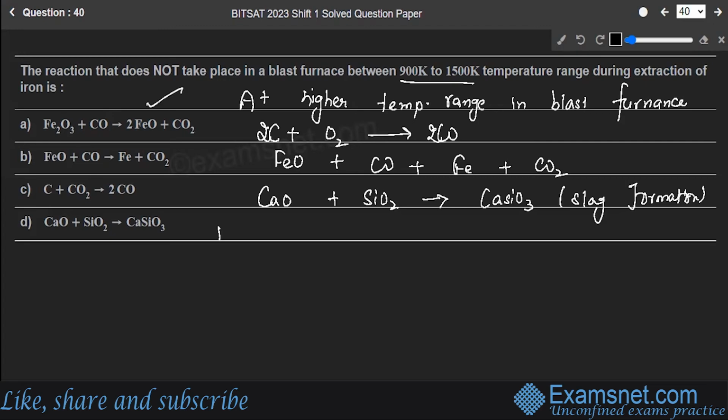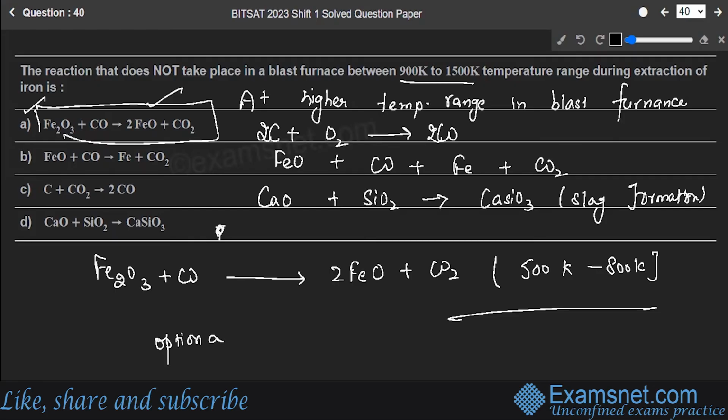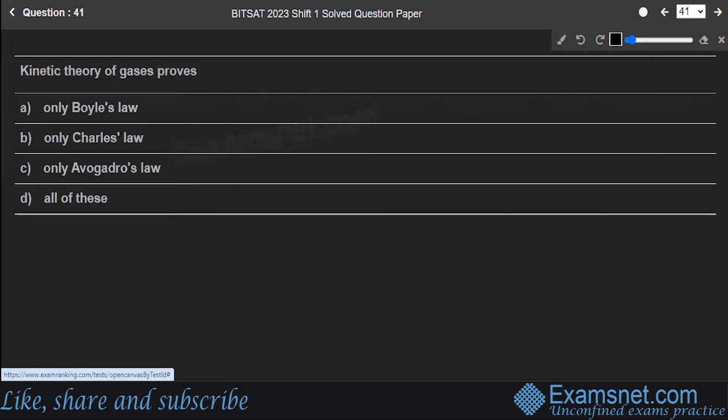And this reaction, Fe2O3 plus carbon monoxide gives you 2FeO plus carbon dioxide. This takes place at 500 to 800 Kelvin. So this is the right answer to the question, because this does not take place at 900 to 1500 Kelvin. Option A is the correct answer. Hope you understood that. Next is question number 41.